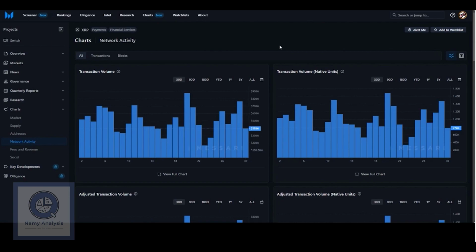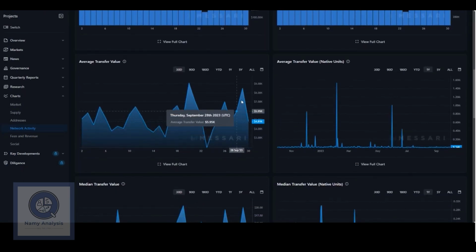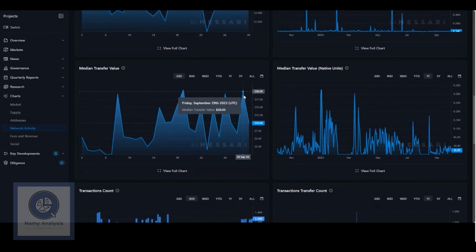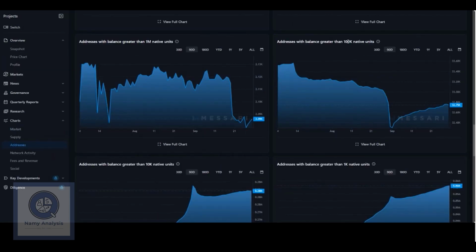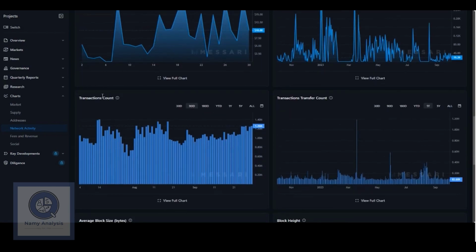And if we check transactions, we see there was an increase. On the other hand, if we check average transfer value, we see it increasing. And if we check median transfer value, which is the whales' footprint, we see a little increase, but the big players didn't buy a lot, as we saw in the more than 1 million holders as well. And at the end, if we check retail footprints, we see increases in transactions. And maybe the growth that we saw earlier was part of these retailers.